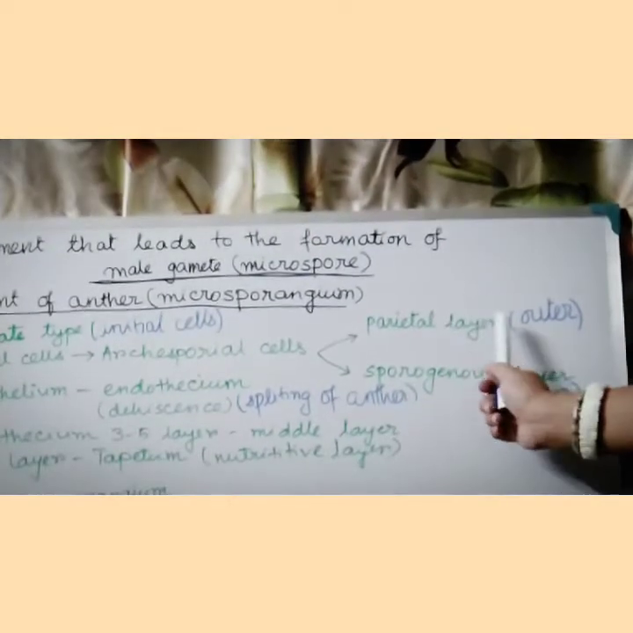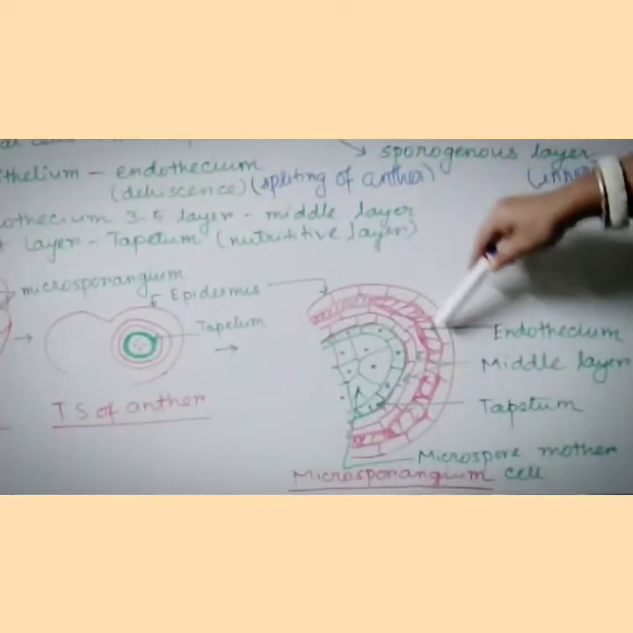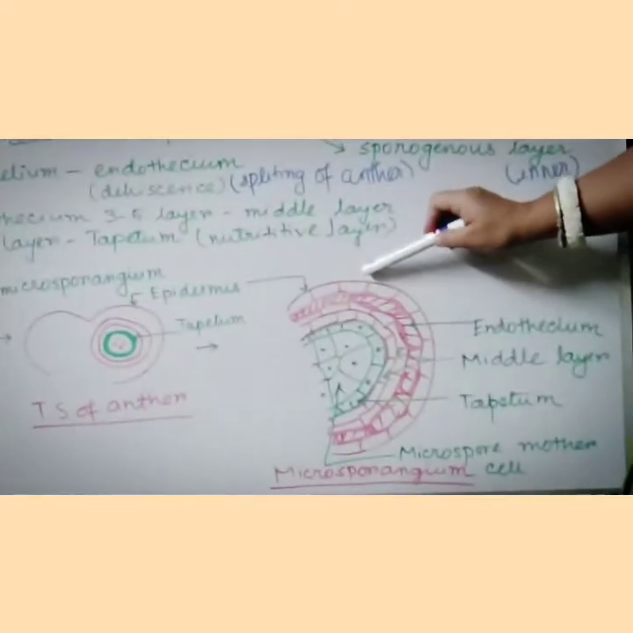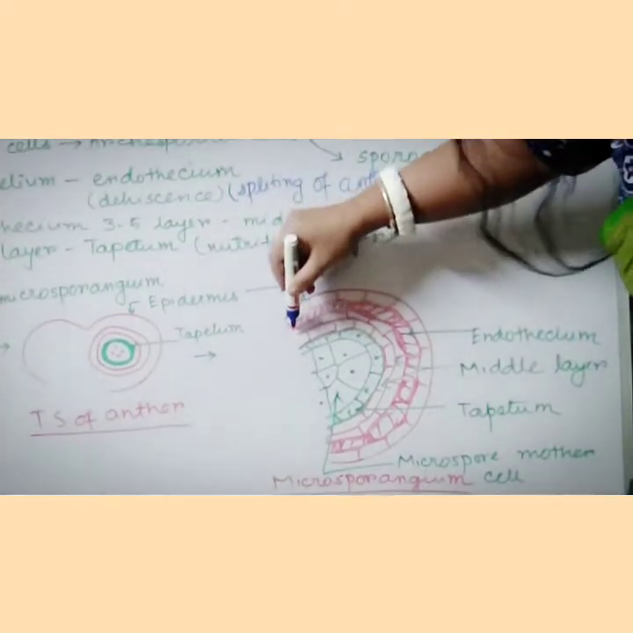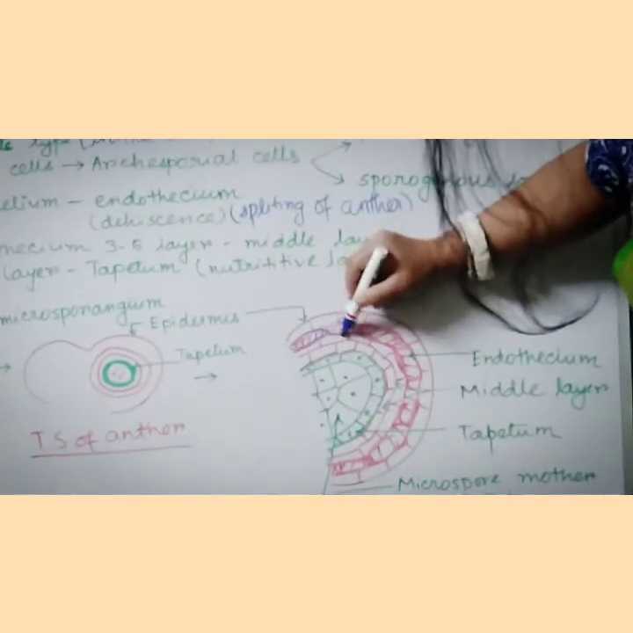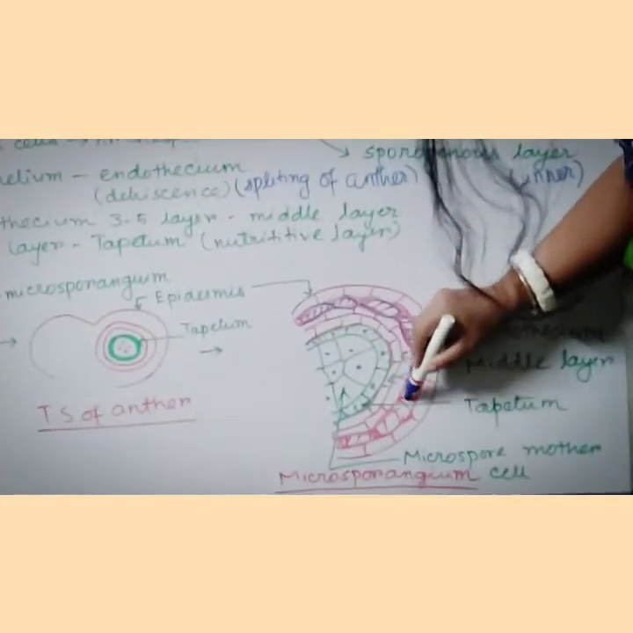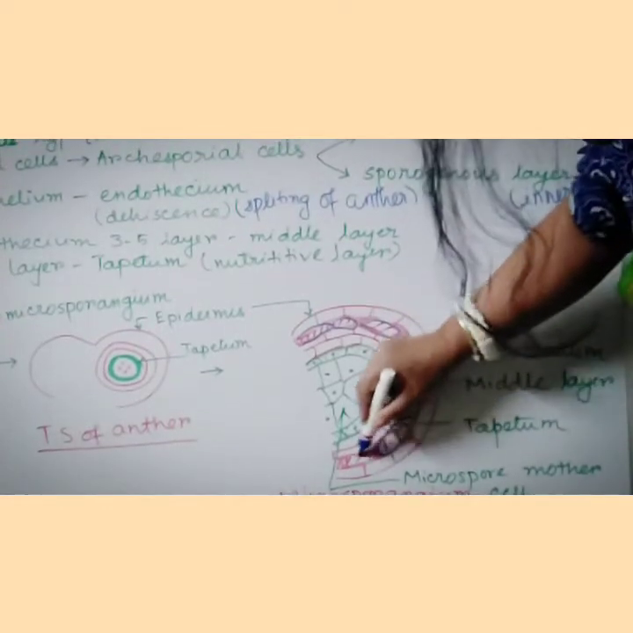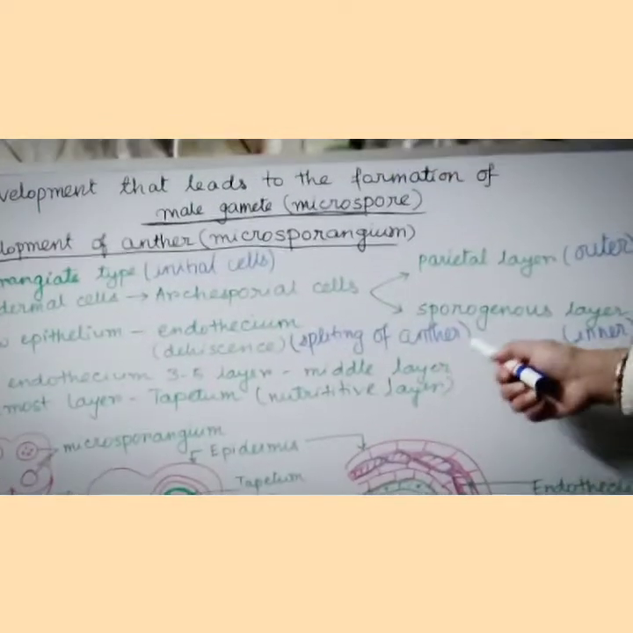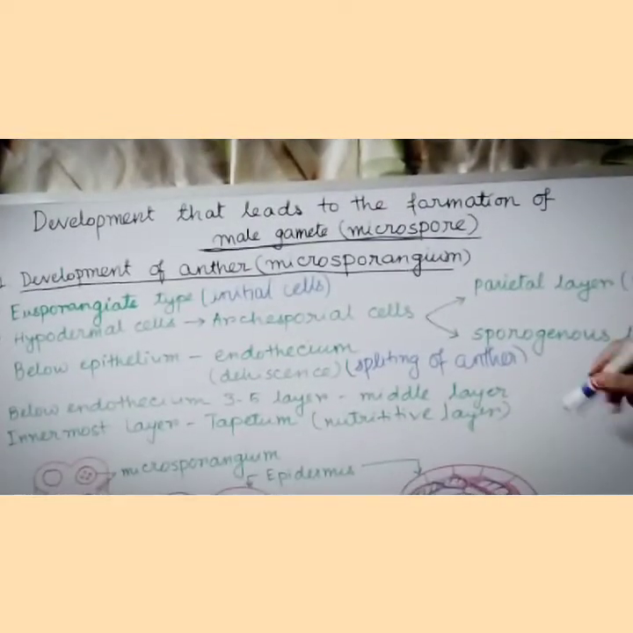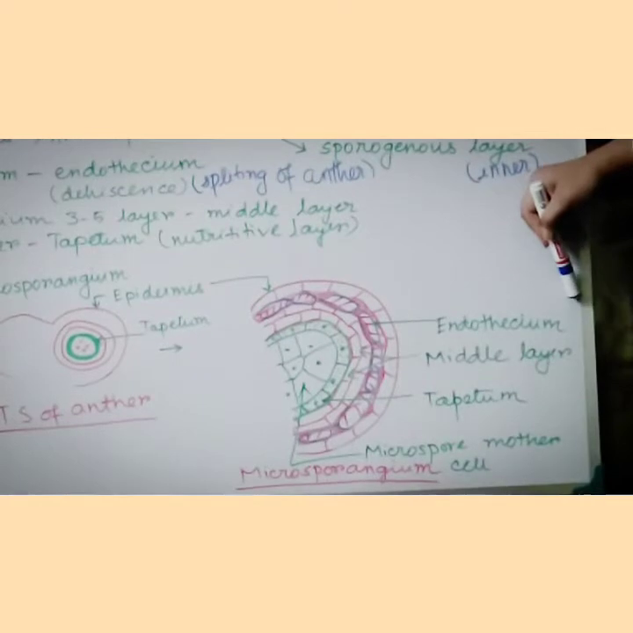Then the outer parietal cells produce one epidermis at outside. Below the epidermis layer, another layer is there, that is the endothecium. What is the role of this endothecium? Endothecium helps in the dehiscence. Dehiscence means splitting of anther. It splits the anther and then the anther bursts. So the outer epidermis, and just below it the endothecium, helps in the dehiscence.